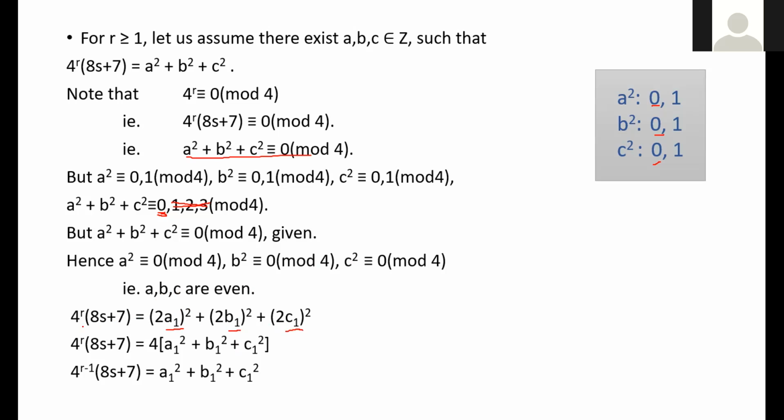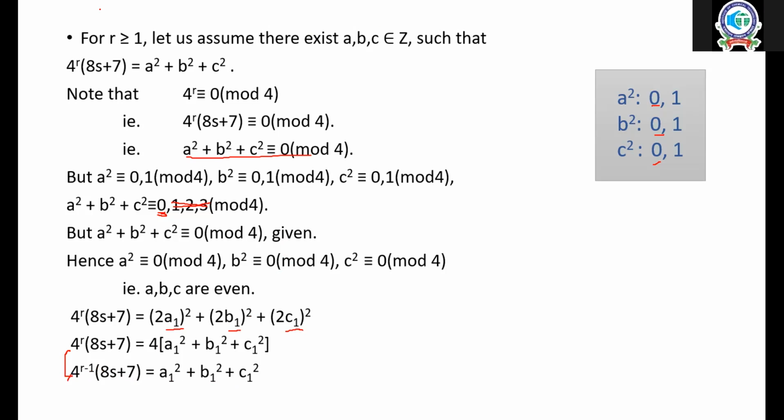And so we can substitute that here, and we get 4^r (8s + 7) is equal to (2a1)^2 + (2b1)^2 + (2c1)^2. When you simplify this, the most natural thing to do here is cancel out this 4 that was common. So we have 4^(r-1) (8s + 7) is equal to a1 square plus b1 square plus c1 square. Now, just stop here.